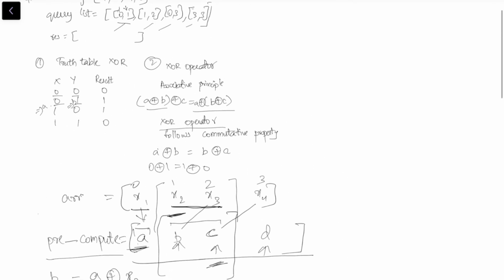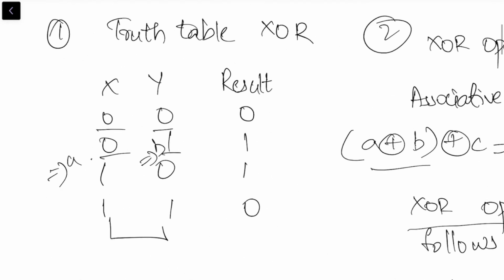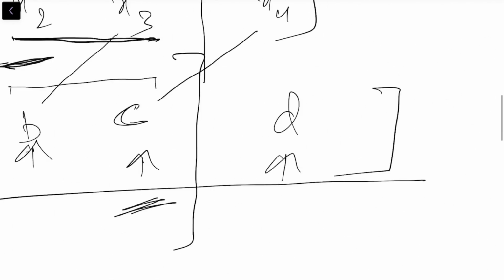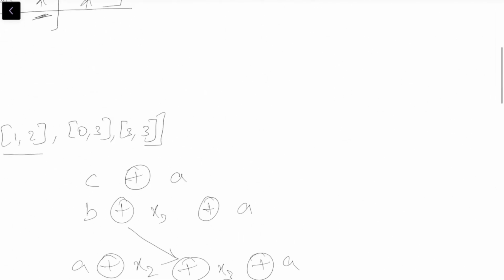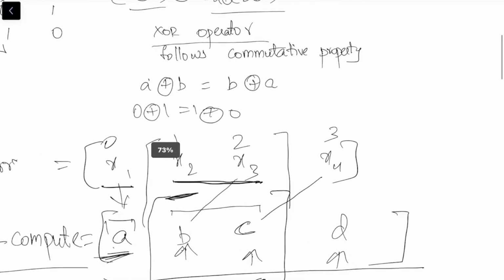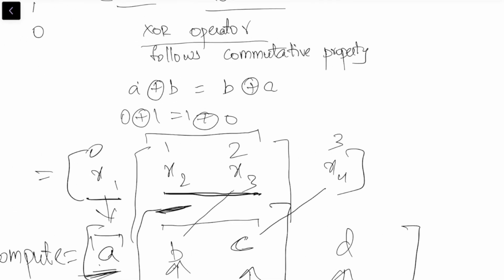What is 1 XOR 1 or 0 XOR 0? It will be 0. So we can remove A. So the final value will be X2 XOR X3. What we need is the XOR of these two. You got it, right? We got the XOR of these two.